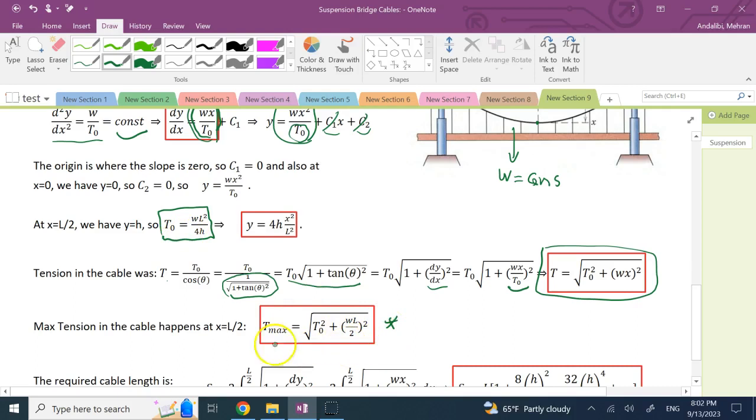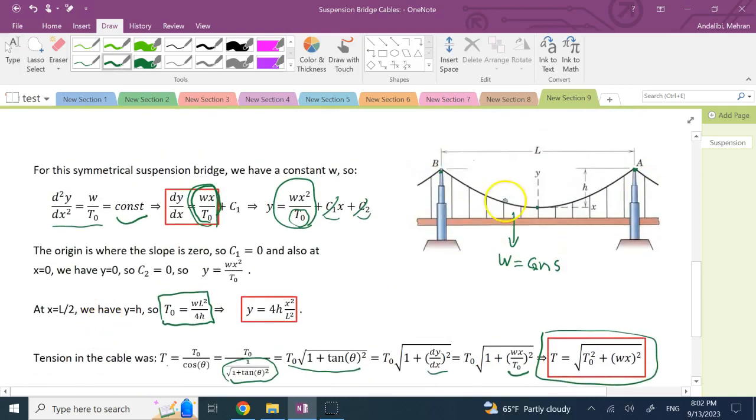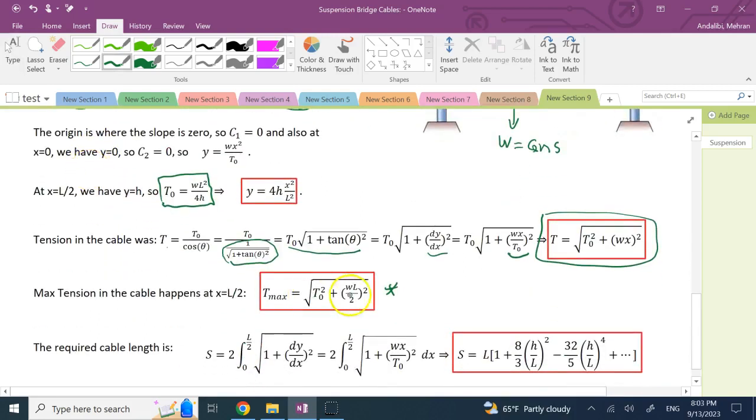You can use that for the design of the cable. This is the maximum tension in the cable. You need a safety factor to be multiplied by that, and that will tell you what material to use for the cable and what diameter to use for the cable, so it doesn't basically fail.